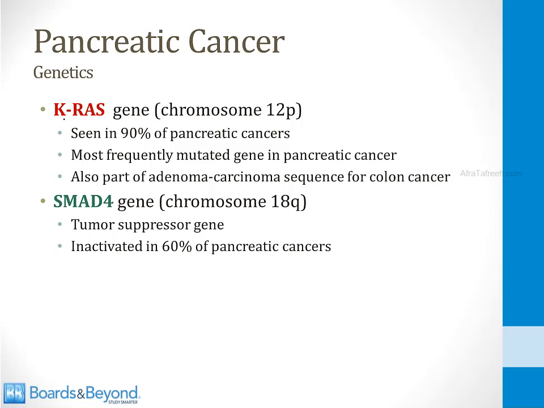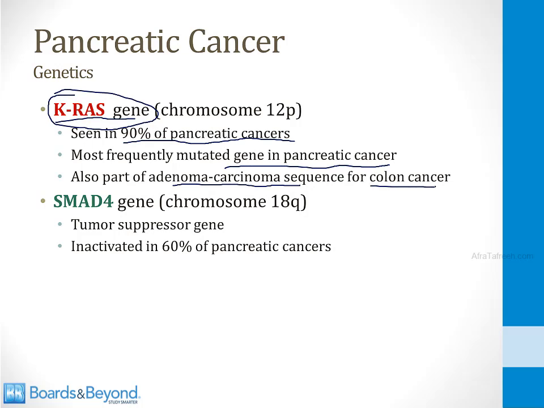I mentioned the BRCA2 gene mutation association with pancreatic cancer before, but there are some other genetic associations with pancreatic cancer. The first one is the KRAS gene on chromosome 12. Mutations in this gene are seen in 90% of pancreatic cancers. This is the most frequently mutated gene in pancreatic cancer. You may know that mutations of this gene are also part of the adenoma carcinoma sequence for colon cancer, which I talk about in the module on colon cancer.